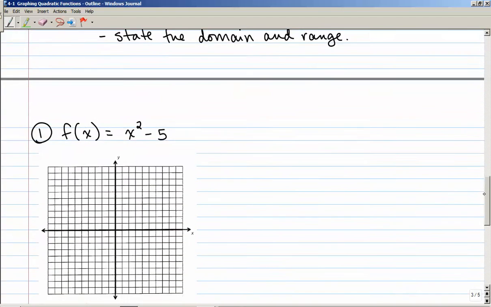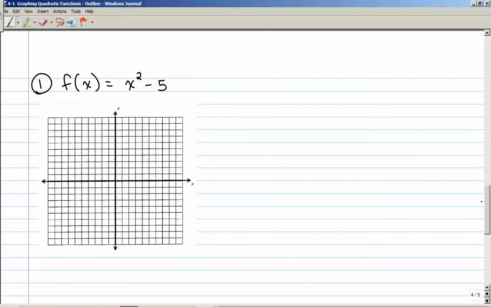So let's take a look at a couple examples here. My first one is f of x equals x squared minus 5. So it might actually be helpful to identify a, b, and c. A is the coefficient of x squared, so in this case it's 1. B is the coefficient of x, and notice I don't have an x, so b is equal to 0. And c is the constant term on the end, which in this case is negative 5. So the first thing I need to do is find the y-intercept. The y-intercept is whatever c is, and that's going to be negative 5.